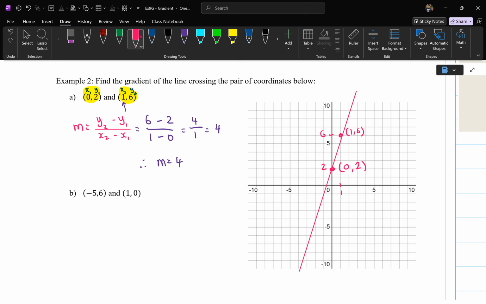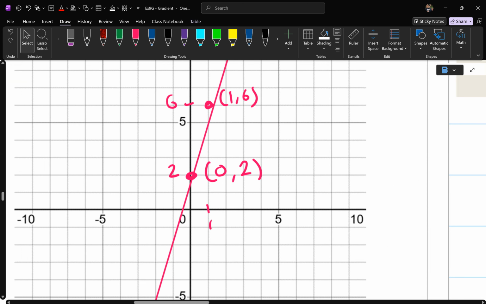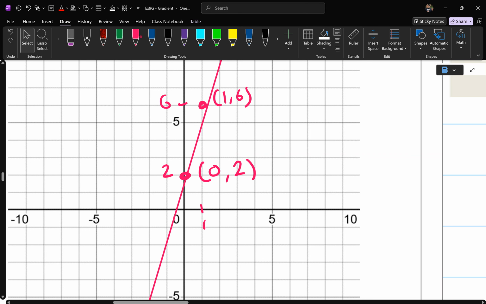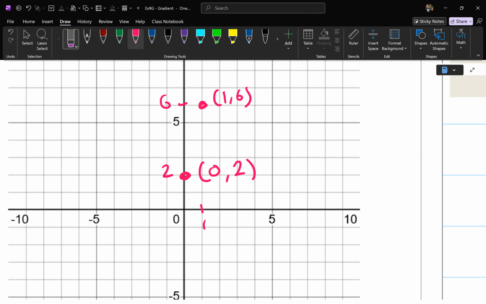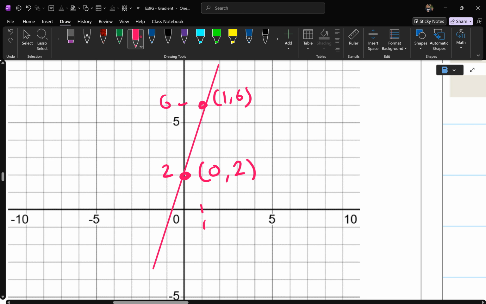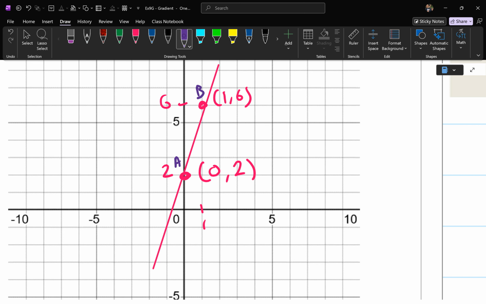Wait, that's 4. 1, 2, 3, 4. There. All right. You can see how we would have calculated to find the gradient. Okay, so to find the gradient, remember, we are looking for 2 points, so from A to B.